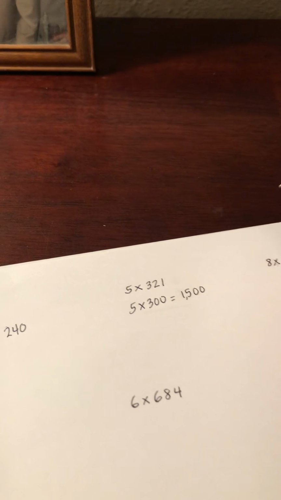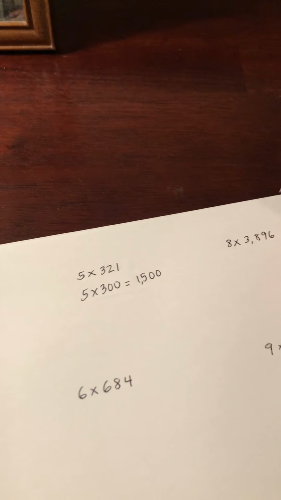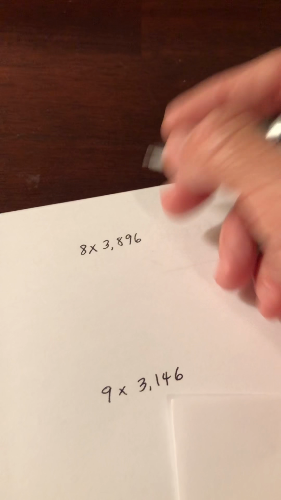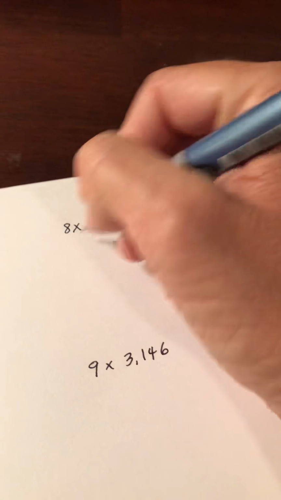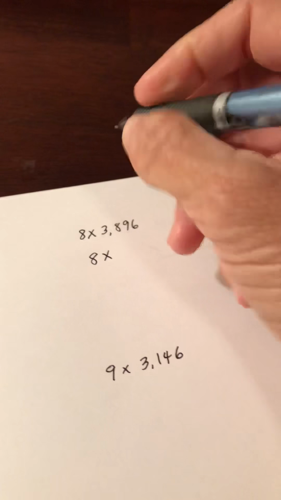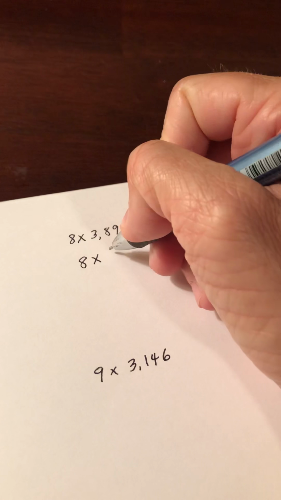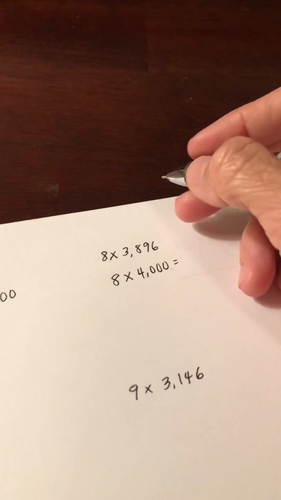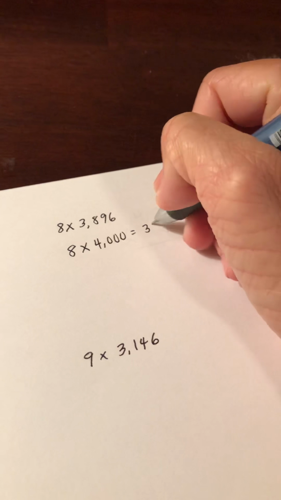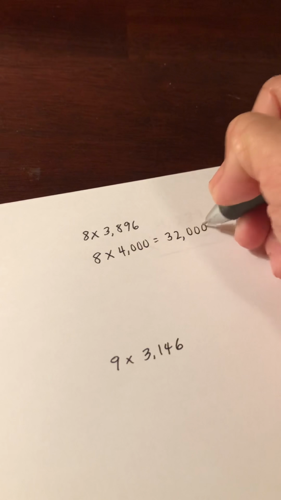But this will still tell me about the right size so that I can catch my mistake if I've made one. And then for 8 times 3,896, we're going to round that up to 4,000. Basic fact is 8 times 4 is 32, and that's 32 thousand.